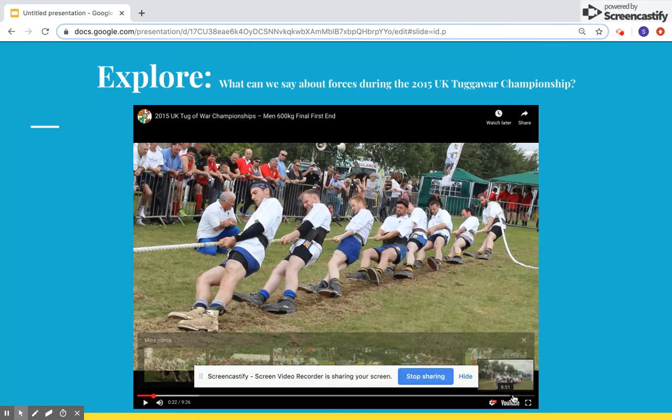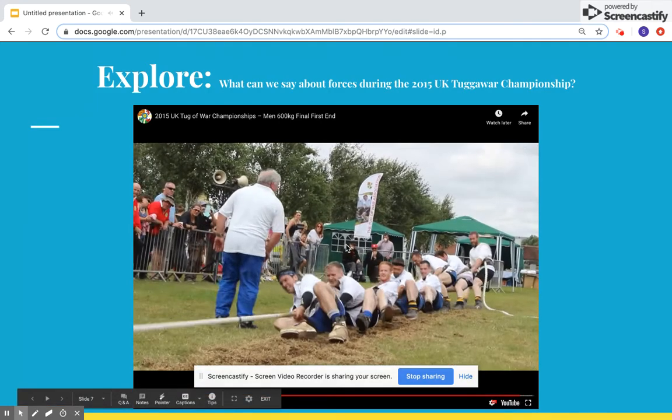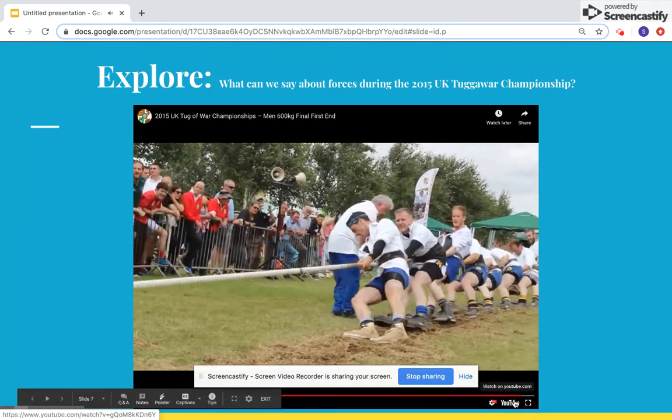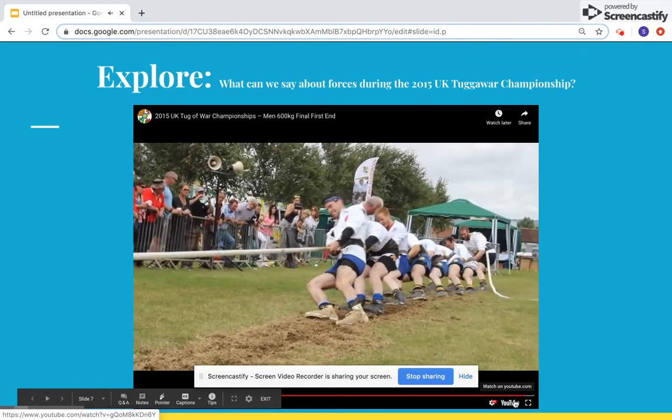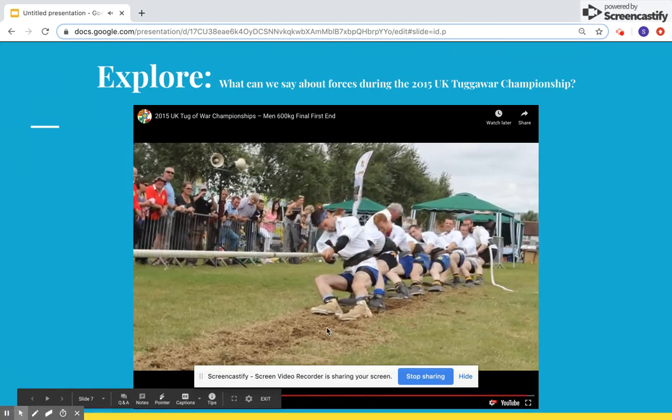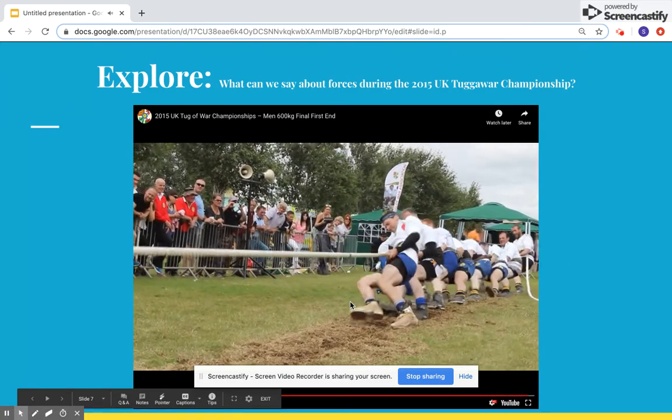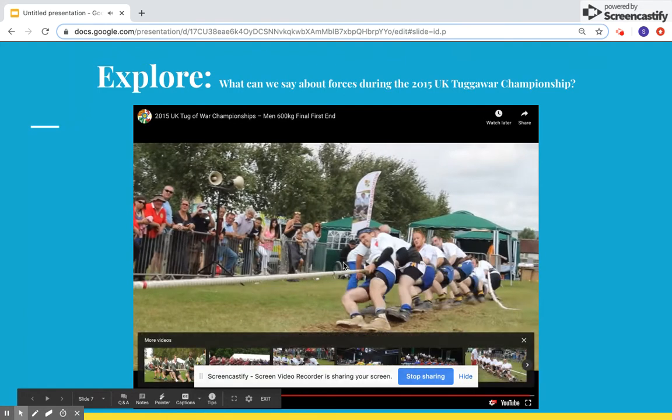We'll go ahead and skip ahead toward the end of the video and see what happens. All right, looks like we have a winner. So we can see that the forces have changed because the object is moving. It's no longer at a standstill. Instead, this team that's shown right here is exerting a force that is stronger than the other one, causing the rope to move.